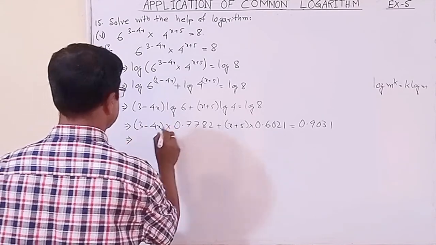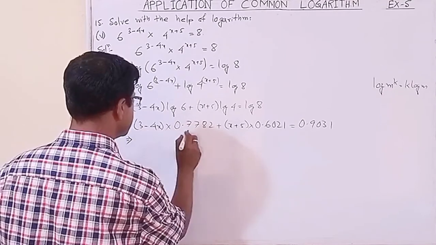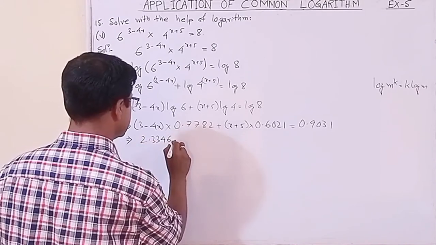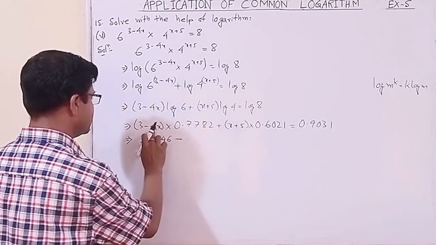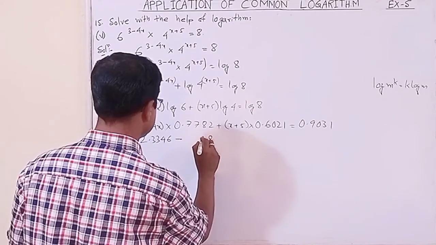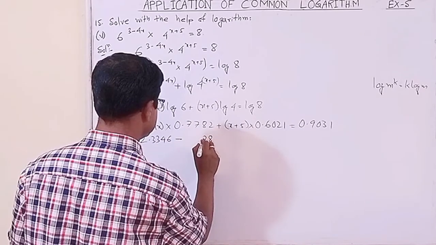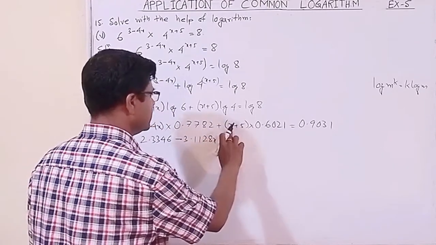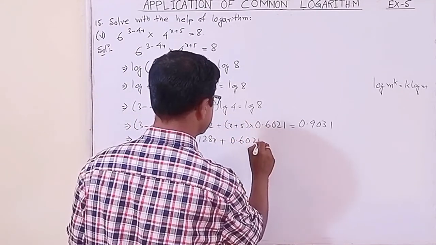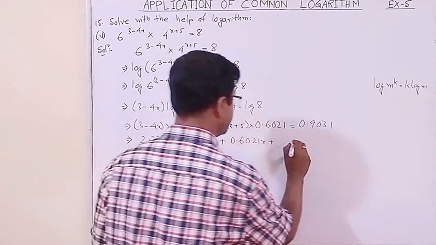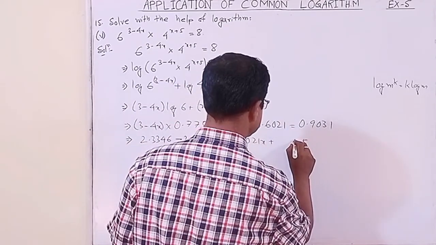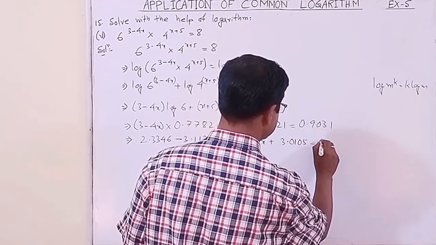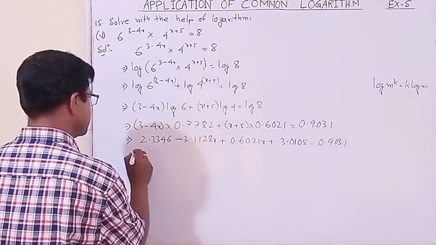Okay, now let us multiply this. Minus this are multiplied, then 4x into this x. All right, then this into this, it is 0.6021 into x plus 5, into this. Let us multiply 5 is equal to 0.9031. Okay, so what we do?